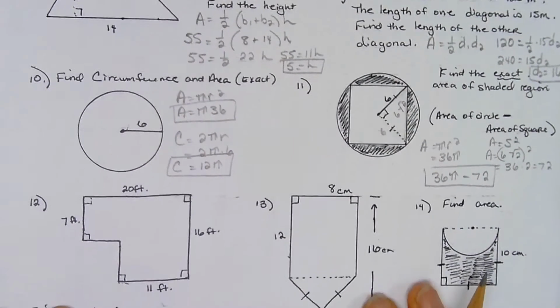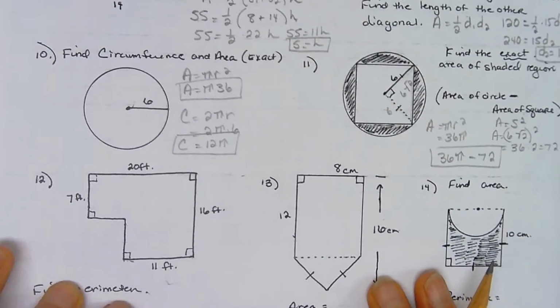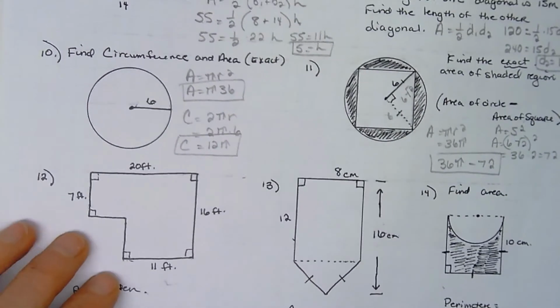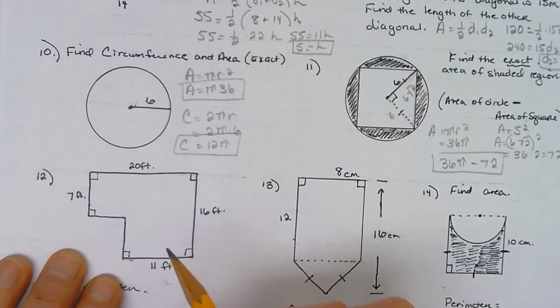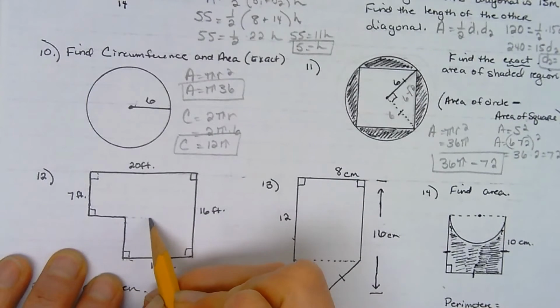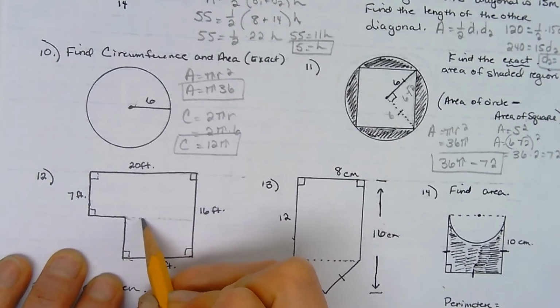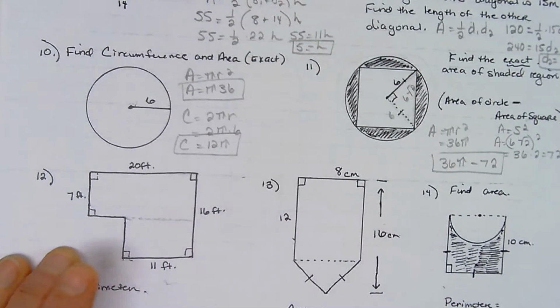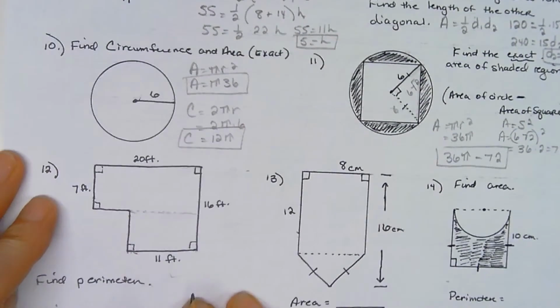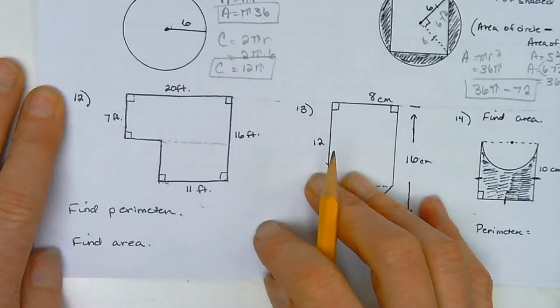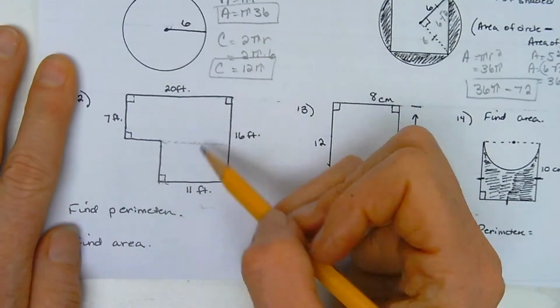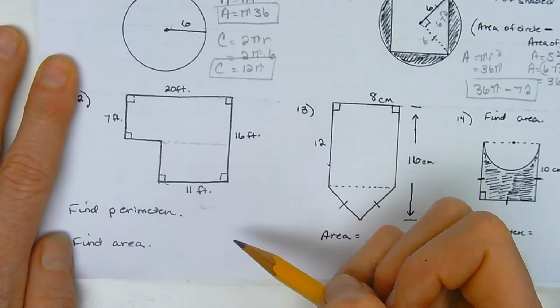Number 12. Here's a composite figure. And we can divide this into two basic figures. I'm going to divide it here. We're asked to find the perimeter and the area. Okay. Well, I'll find the area first.